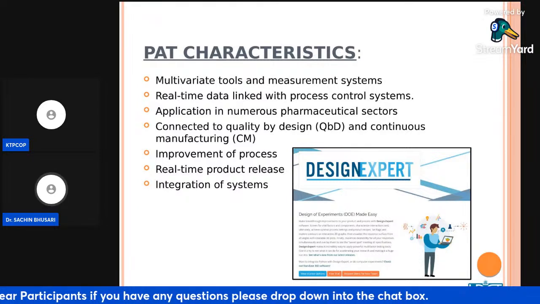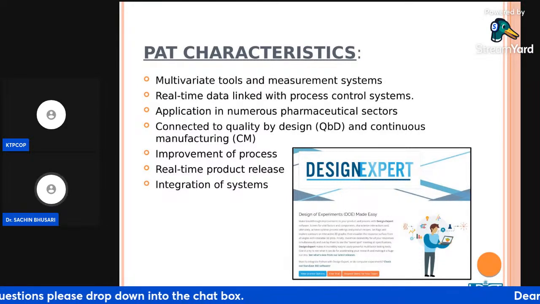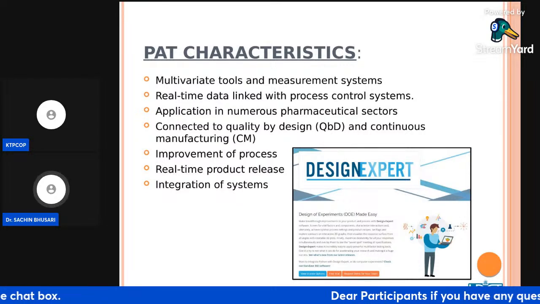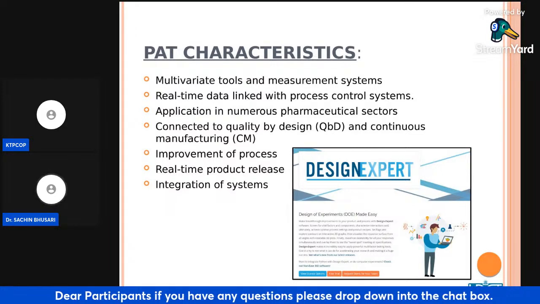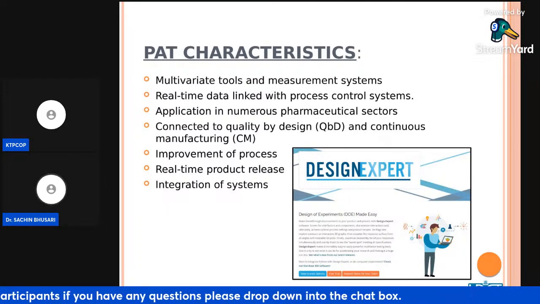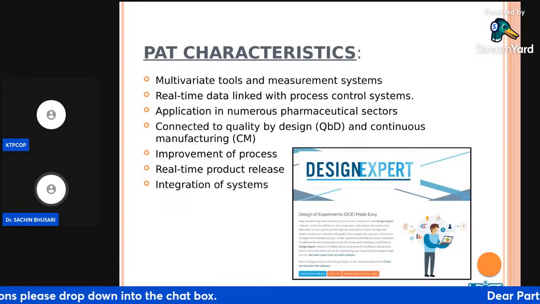So PAT has another characteristic. If you want to improvise the real-time process during the actual manufacturing, it is quite possible with PAT only, because it is very simple. If you have the PAT framework, then only you can get the real-time data. So it is possible to improvise the process only when you get the real-time data. Correct? Am I right?